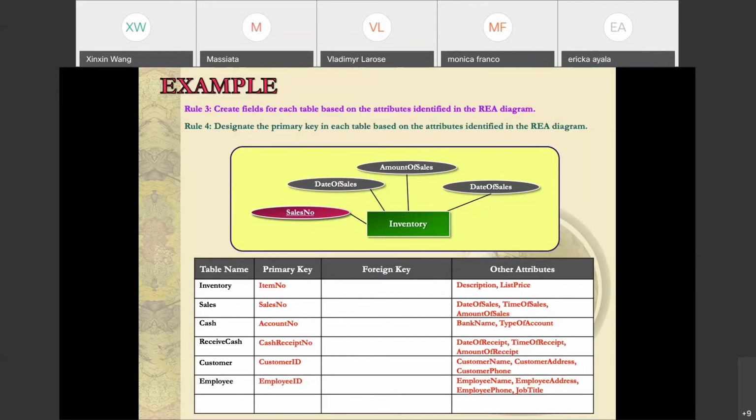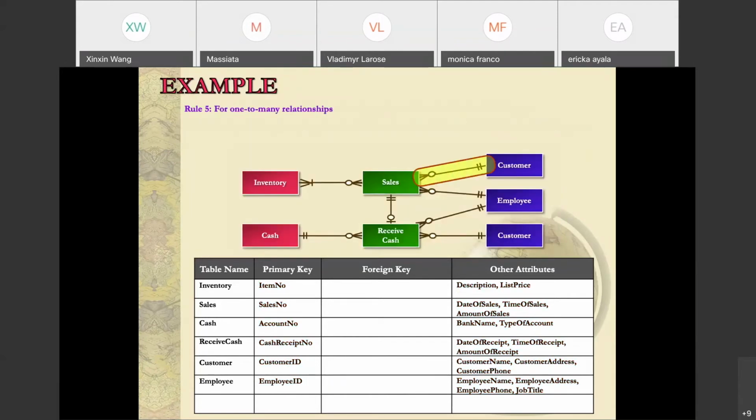So the cash receipt has receipt number, date of receipt, time of the receipt, and amount of the receipt. Right? The customer table has customer ID as a primary key, customer name, address, phone, and so on. And then the employee table has employee ID, employee name, employee address, etc. as other attributes. Now, rule number 5.